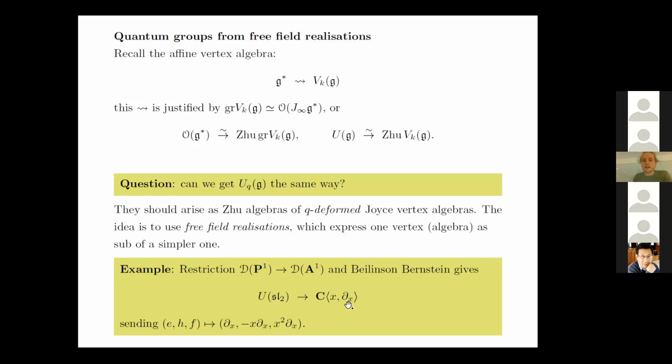So polynomials in X and d/dX, differentiation with respect to X, generate the algebra. And it sends E, H, F, the usual basis of SL2, to partial, minus X partial, and X squared partial. Okay, so a free field realization expresses one algebra or vertex algebra in terms of a simpler one.